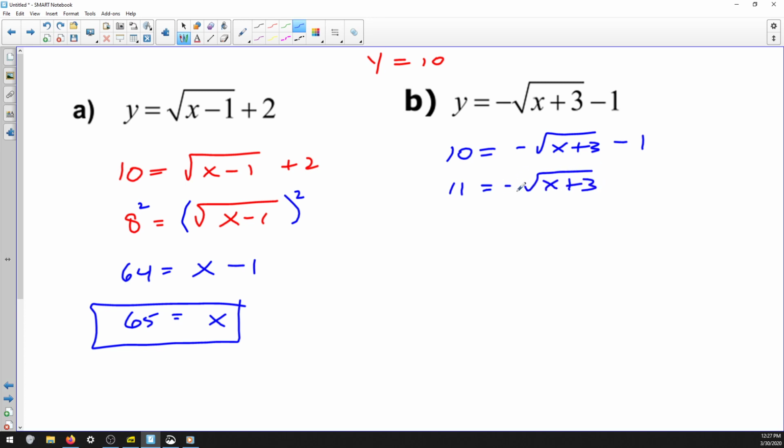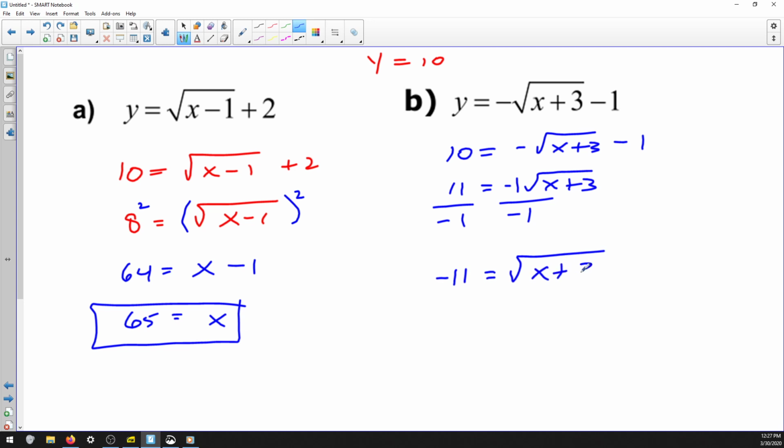And now I have to get rid of this negative sign before I square it. I'm seeing a lot of people square once this plus or minus is gone. Everything has to be gone. So for this negative sign, I'm just going to divide by negative 1, because there's technically a negative 1 there. If I do that on both sides, I get negative 11 equals the square root of x plus 3.